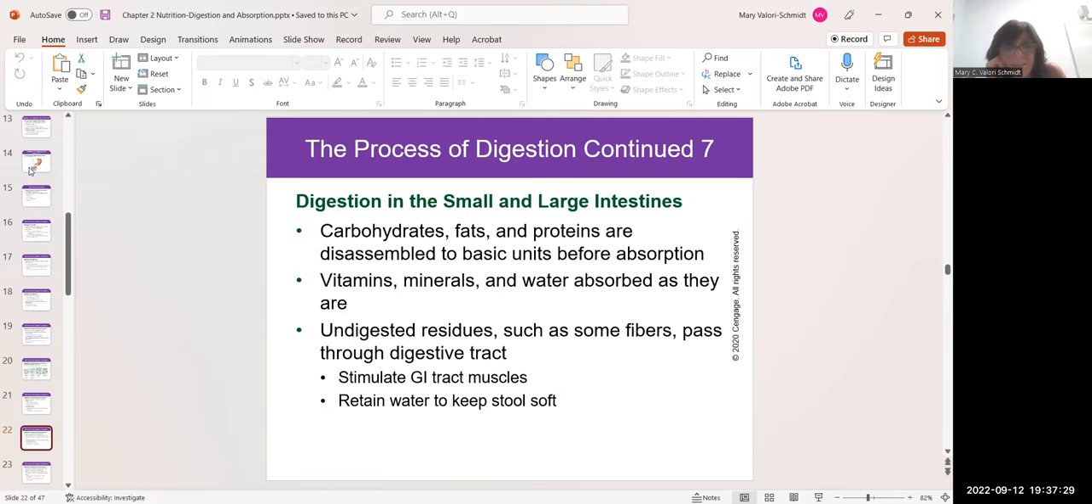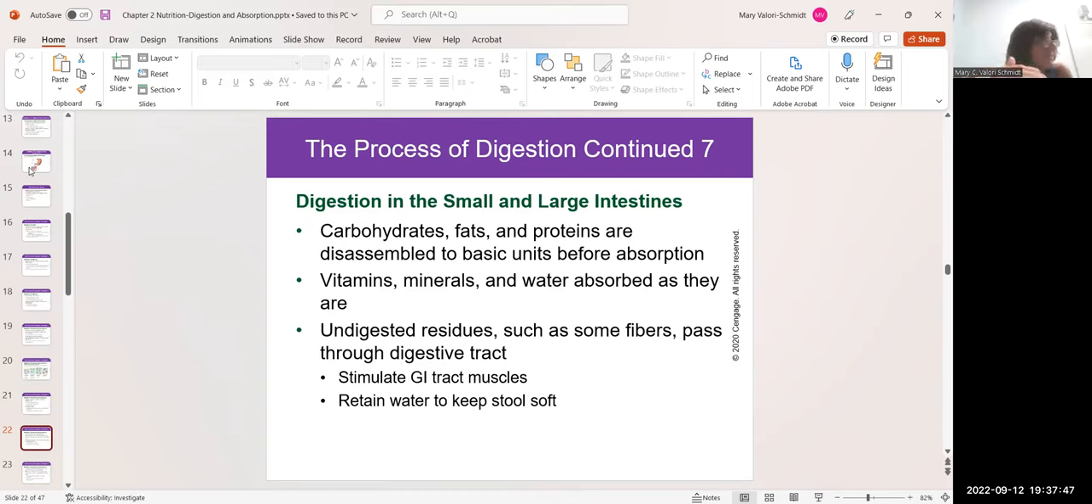Okay. Let's see. All right. So digestion in the small and large intestines. Carbs, fats, and proteins get basically broken down into their smallest units. Disassembled is the way they describe it here. And vitamins, minerals, and water get absorbed as they're passing through, right?